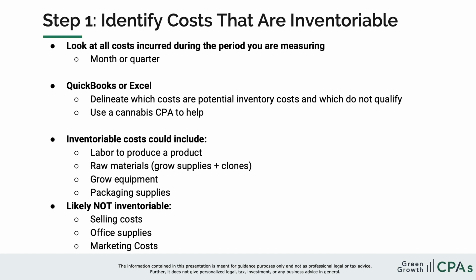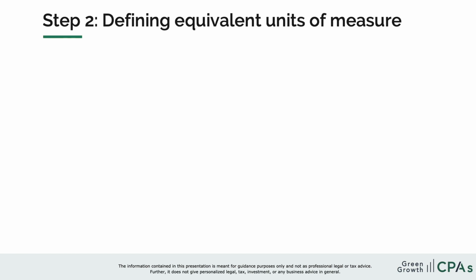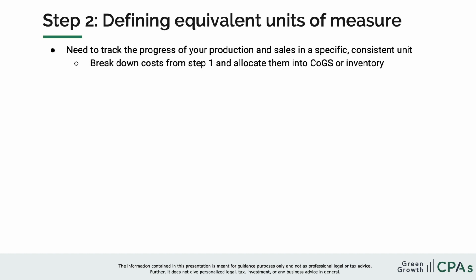Now, the second step in the process is defining equivalent units of measure. Now, why is this important? Again, I brought this up earlier, but you're going to need to track the progress of your business's production and sales in a specific and consistent unit to be able to break down those costs from step one and allocate them accurately into COGS and inventory. Again, we're trying to unlock 280E from your business.